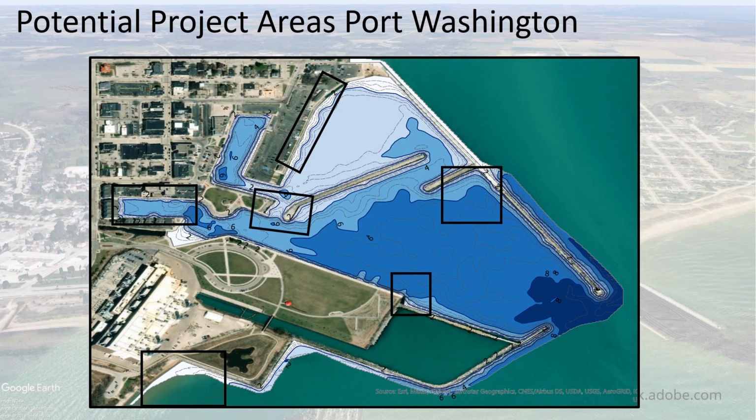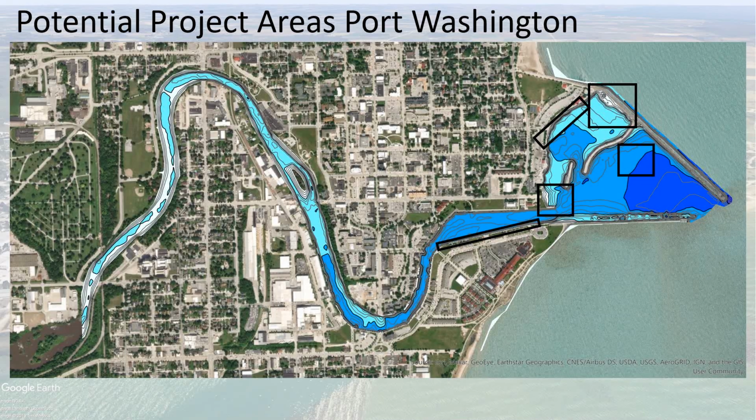Another thing that we've done during our research is to start to identify areas that might be prime targets for habitat improvements in each estuary. And basically what we've gone through is ID'd areas that might be prime examples of either areas that could be improved or areas that are already working well that should be mimicked. And we've got those for really all 4 harbors in Port Washington, Manitowoc, Sheboygan, and Two Rivers.